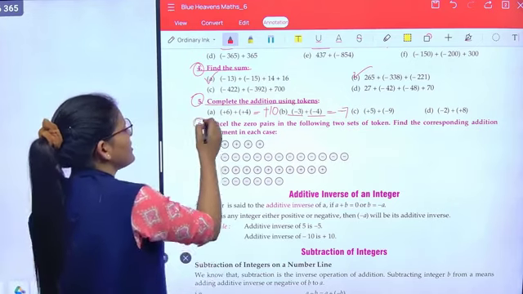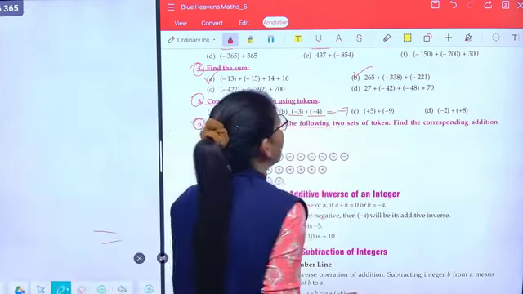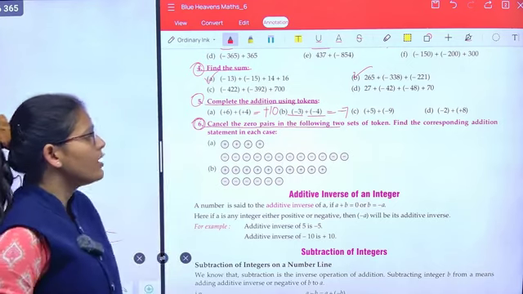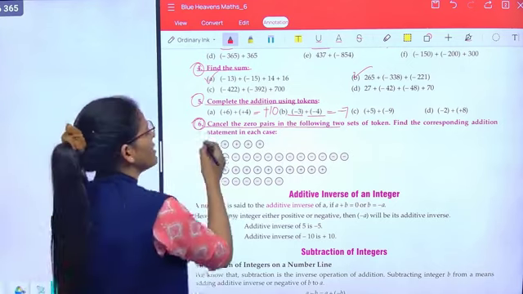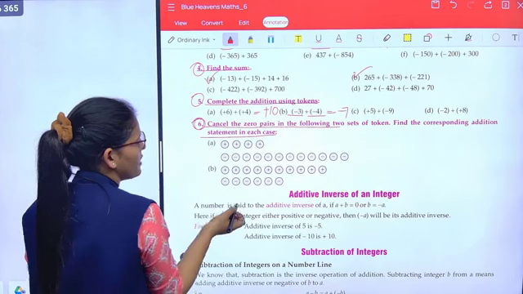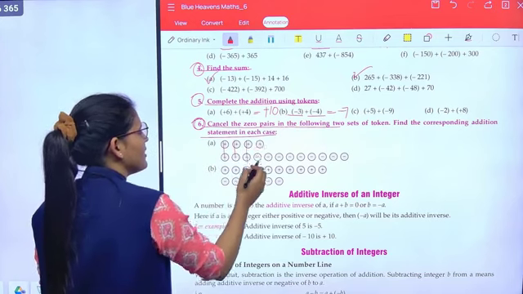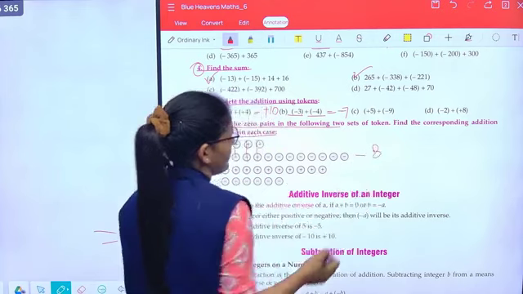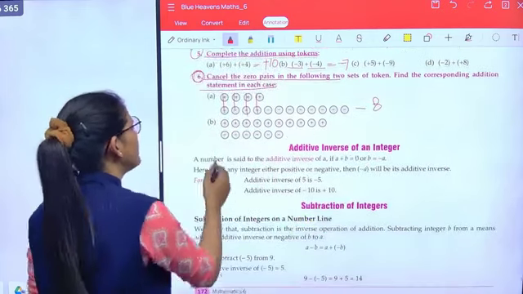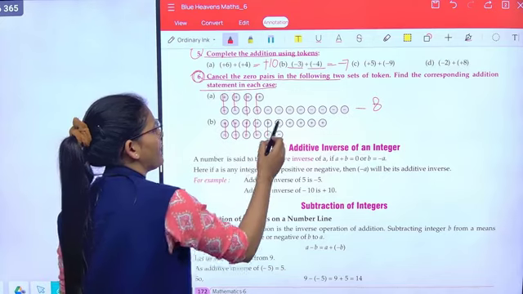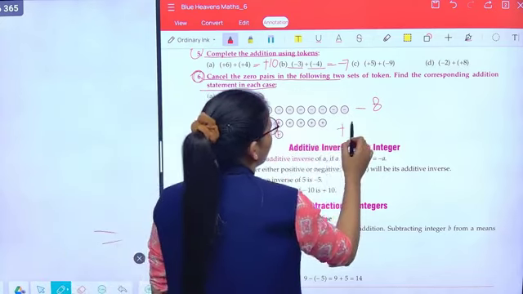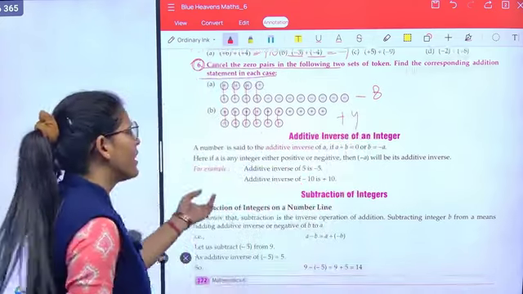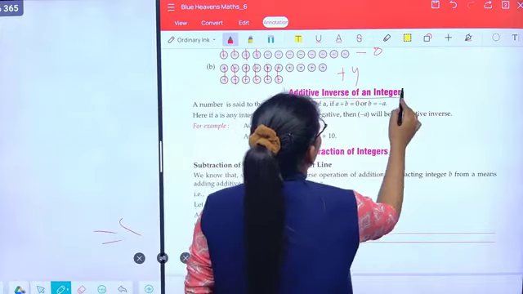Come on, question number 6. Cancel the 0 pairs in the following 2 sets of tokens. Find the corresponding addition statement in each case. Thus, you can see here, cancel. Now 1, 2, 3, 4, 5, 6, 7, 8, minus 8. Okay, class. Again, you can see here, third class. Now it is positive 4. Understand?